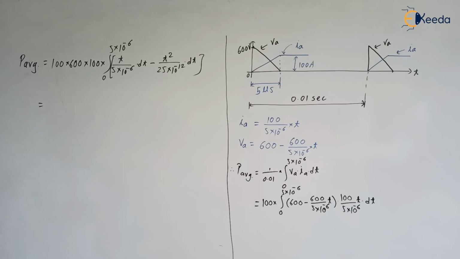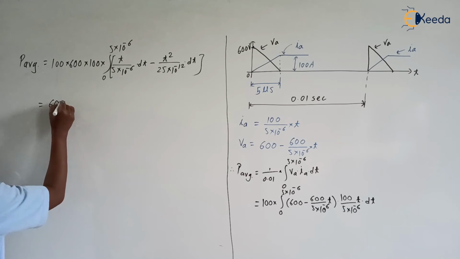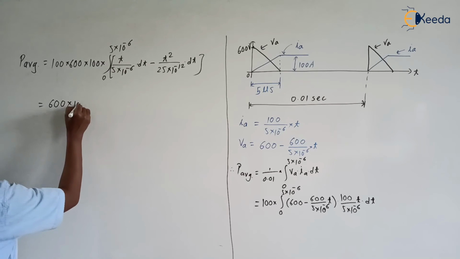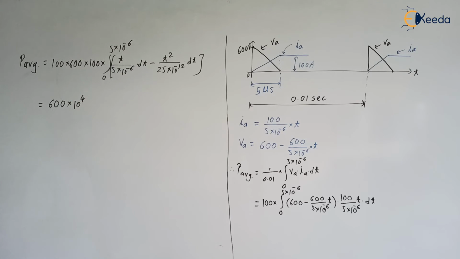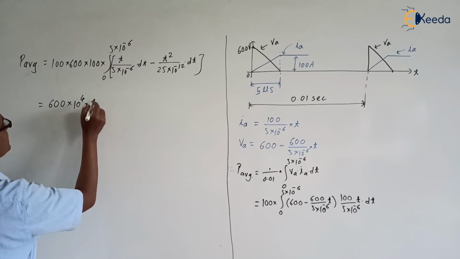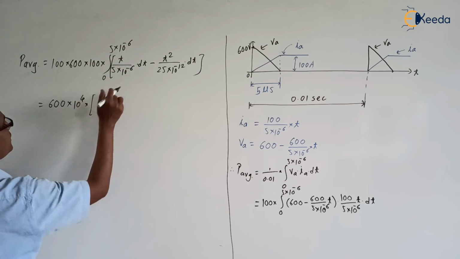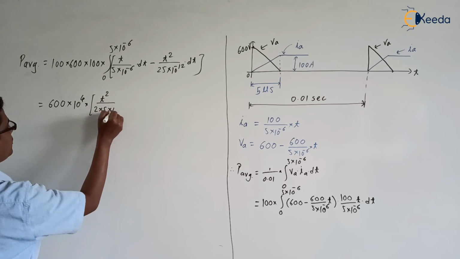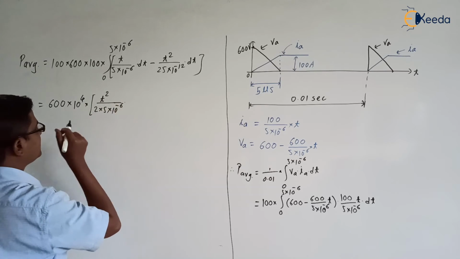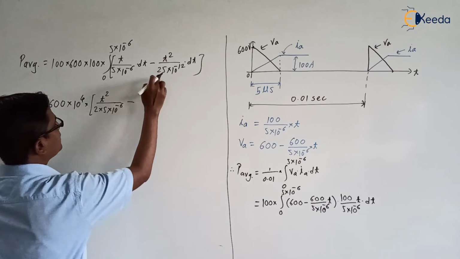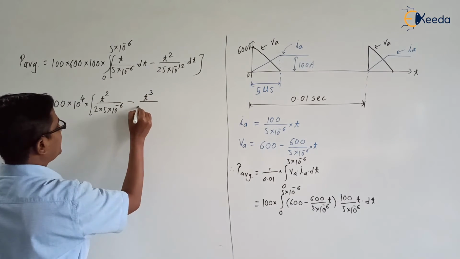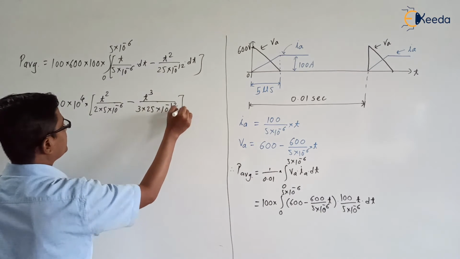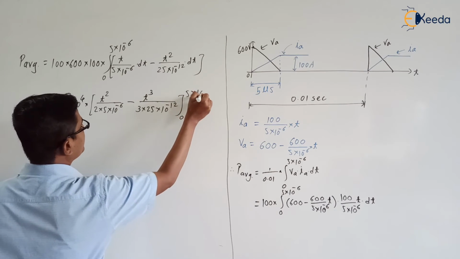So it is like 600 into 10 to the power 4, into t square by 2 into 5 into 10 to the power minus 6, minus t cube by 3 into 25 into 10 to the power minus 12, with limits 0 to 5 into 10 to the power minus 6.